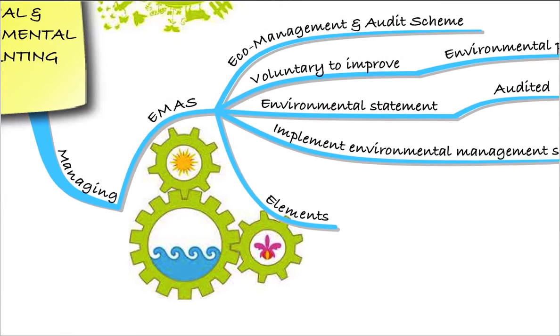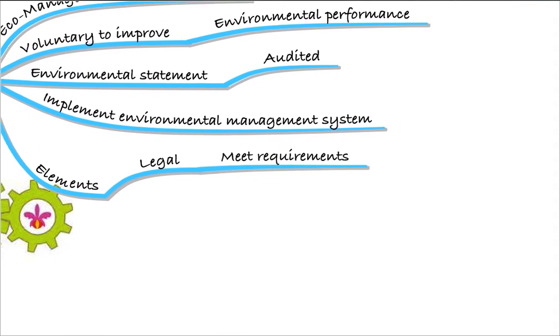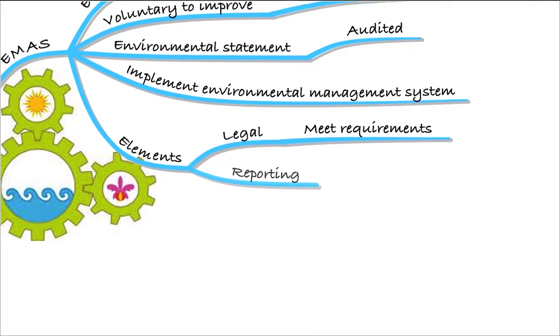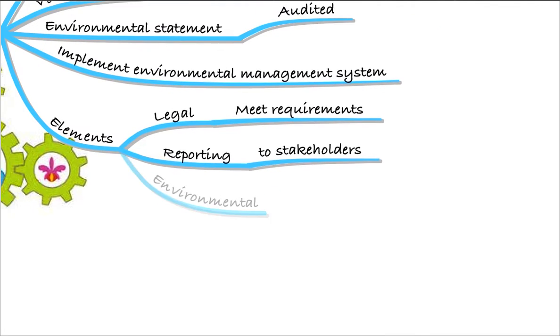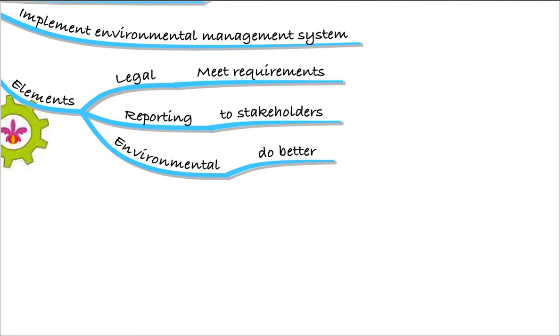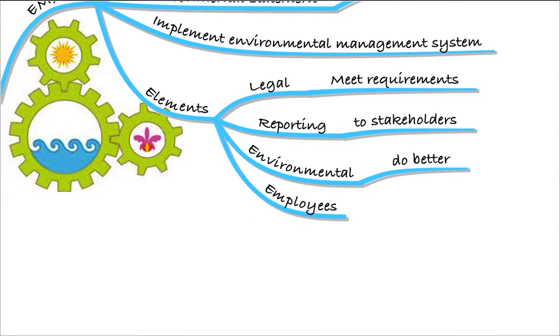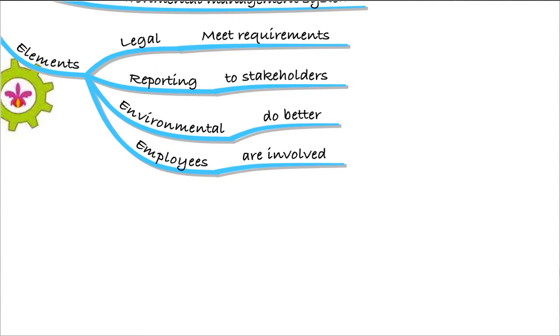So the elements of this will include such things as the legal aspect. Do we meet the legal requirements in our industry? Reporting requirements to shareholders and stakeholders. Environmental, well, could we do any better with our environmental aspects of the business? And our employees, are they involved in the environmental aspects of the business? Do they understand it? Do they know the responsibilities that the business has?